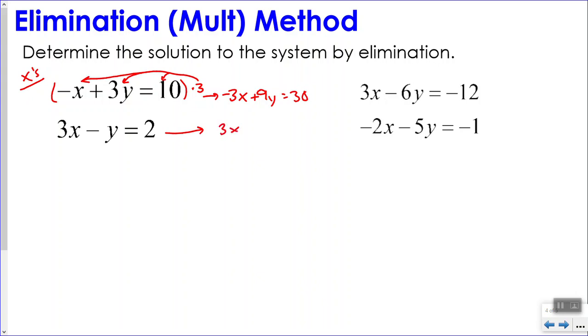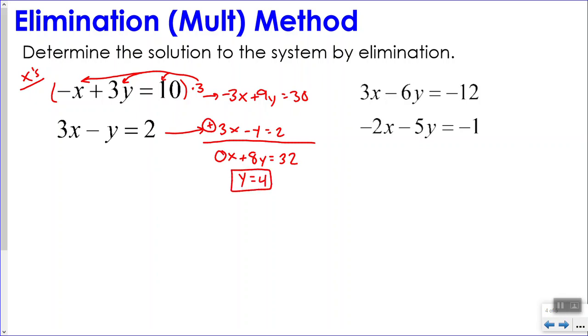We bring our other equation over, so we have 3x minus y equals 2. And now since we have opposite coefficients, we can go ahead and add. So negative 3x plus 3x is 0x. 9y plus negative y is positive 8y. And 30 plus 2 is 32. And we can see that y is going to be equal to 4.